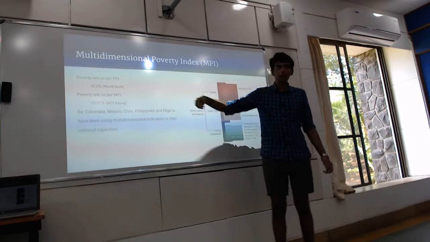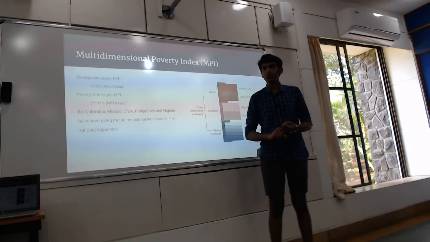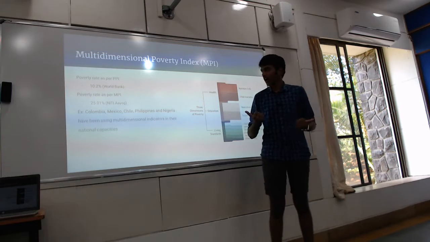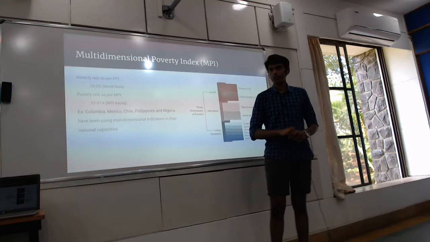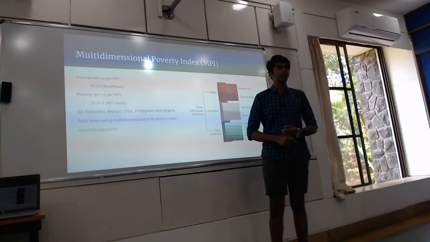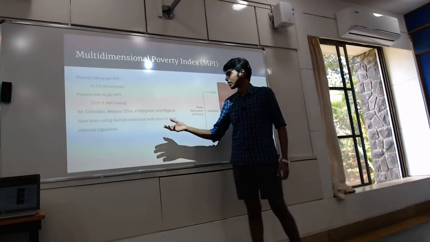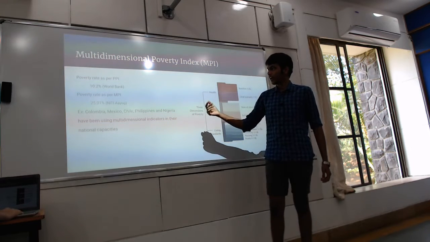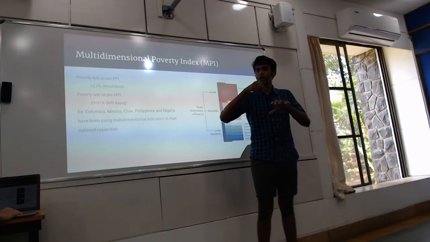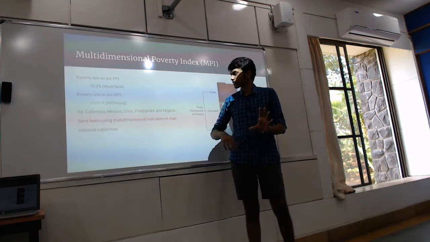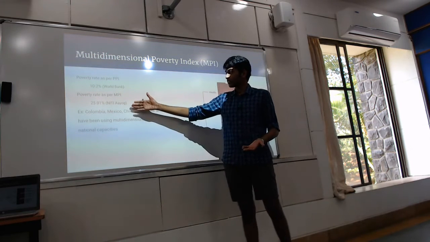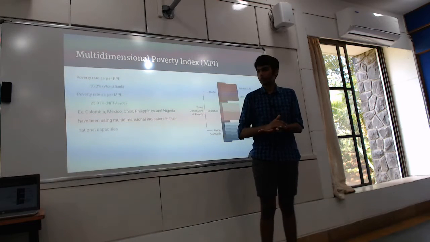So basically, the poverty line is used for the Sustainable Development Goals and most of the United Nations goals. However, MPI is also recognized by UNDP, but it's not widely used. However, there are some countries which have been using multidimensional poverty, which include Colombia, Mexico, Chile, Philippines, and Nigeria. MPI differs for each country, and is measured by the country itself. For example, in India, MPI is measured through NITI Aayog, which is basically a development program in India.